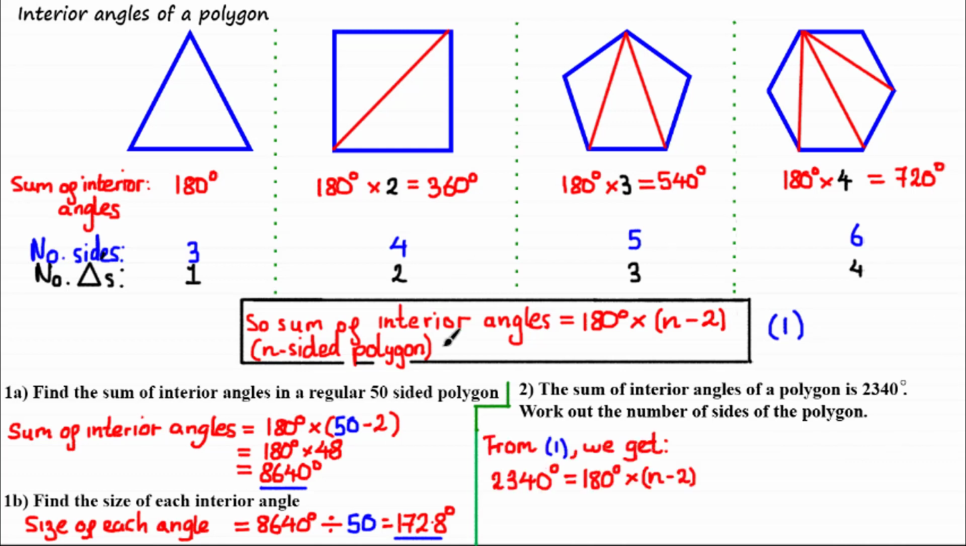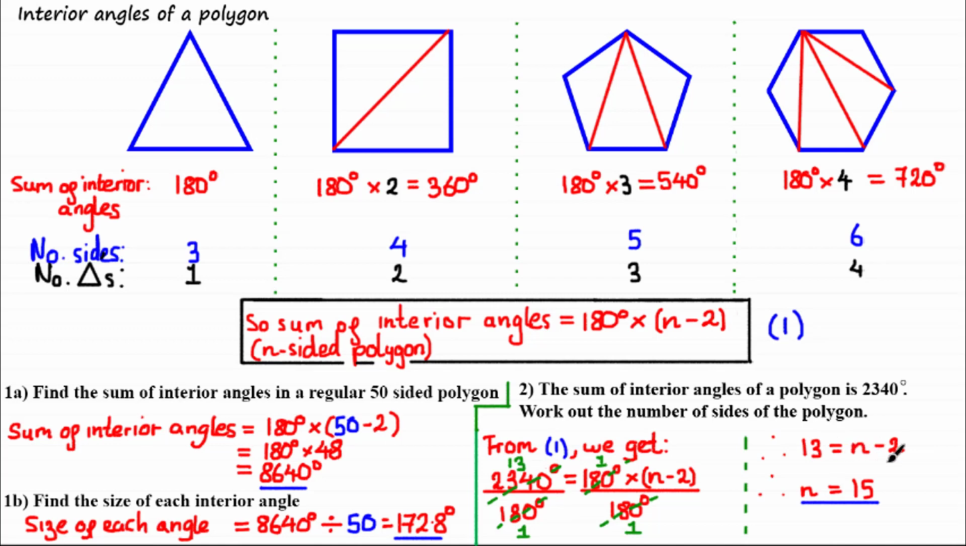So from equation 1, and using the fact that the sum is equal to 2,340 degrees, we get this equation. Okay, so in order to solve for n, we first of all need to divide both sides by 180 degrees, and we get cancelling of terms on the right hand side. 2,340 divided by 180 is equal to 13. Therefore, 13 is equal to n minus 2. In order to solve for n, we need to simply add 2 to both sides, giving us that the number of sides of the polygon is equal to 15.